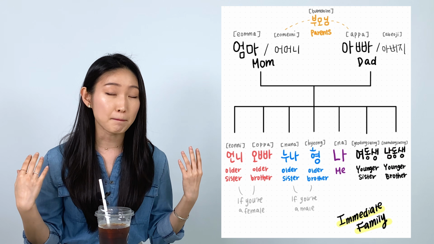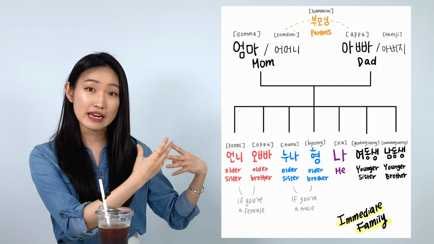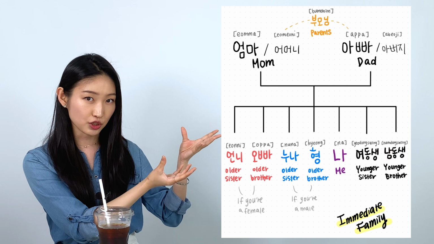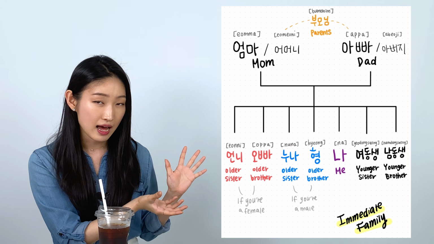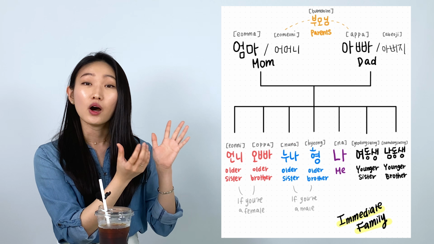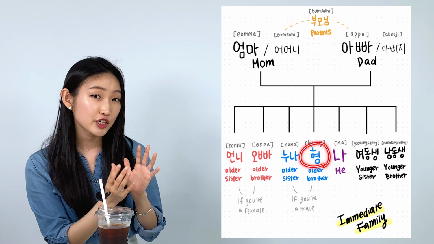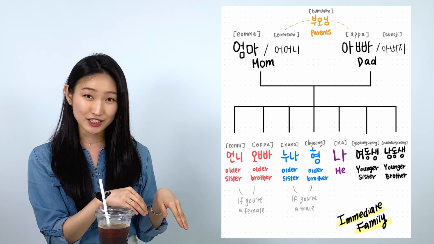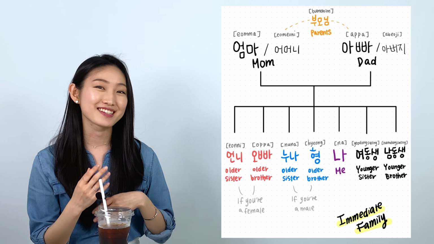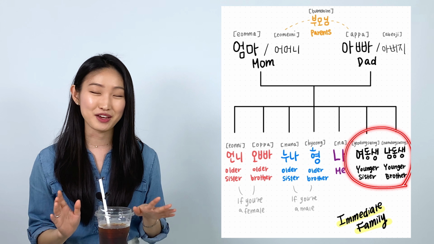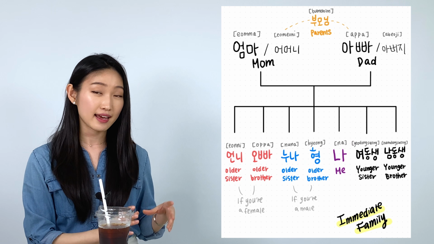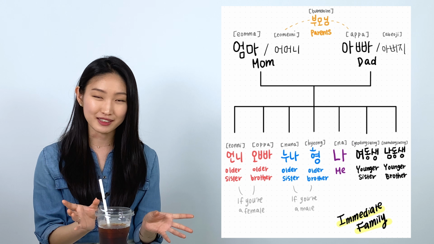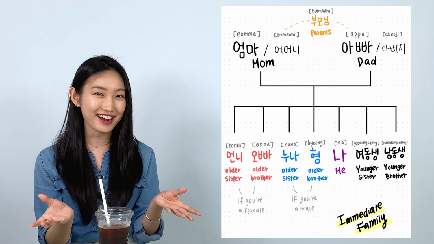Now, if I was a male, I have different names for my siblings. So if I was a male, my older sister would be 누나, 누나. Older brother would be 형, 형. Younger sister and younger brother have the same names, luckily. So they would still be 여동생 and 남동생. So that is all for immediate family. Pretty easy so far, right?